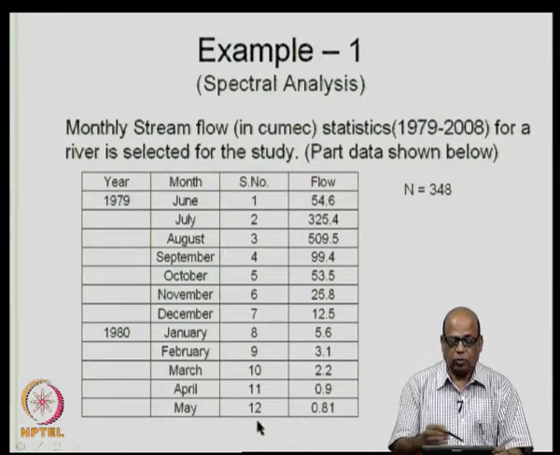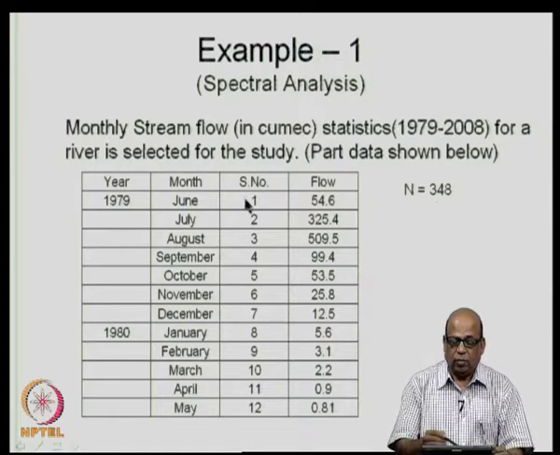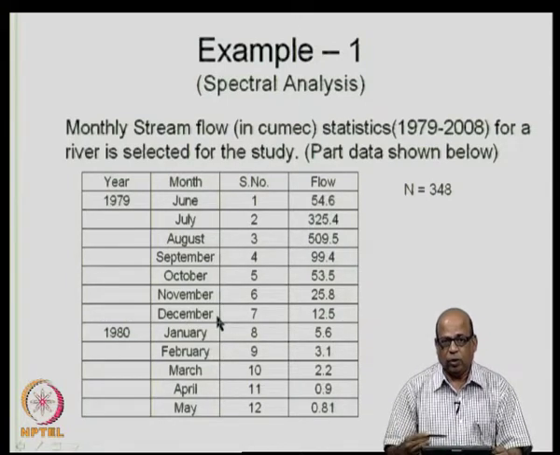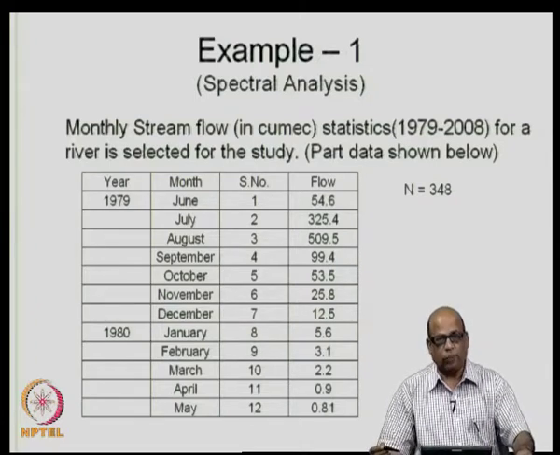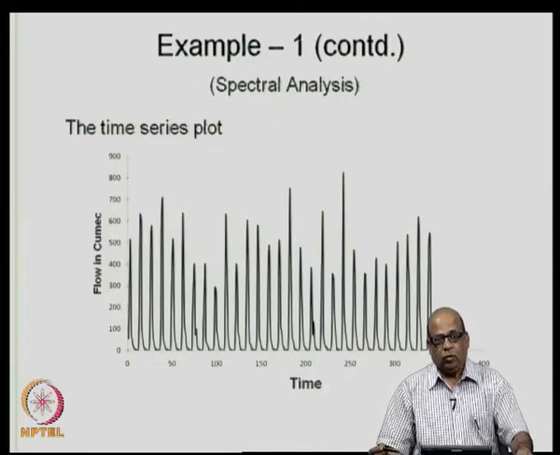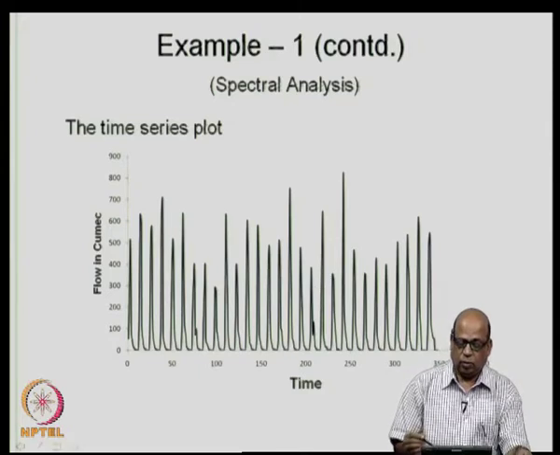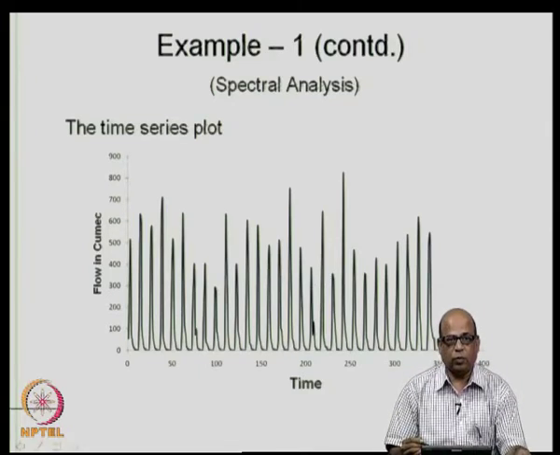13, for example, corresponds to the month June. Similarly, 25 corresponds to the month June, and so on. So, the time t here goes from 1 to 348, but there is also an associated month index June, July, August, etc., which is important when we go to standardization. We will revisit this again at that point. So, we had a time series plot. You have 348 values for the time series.